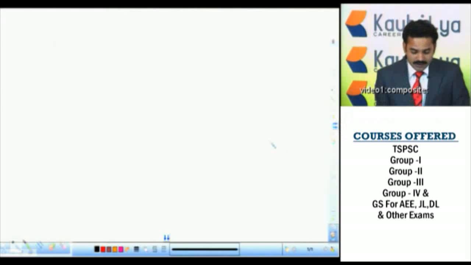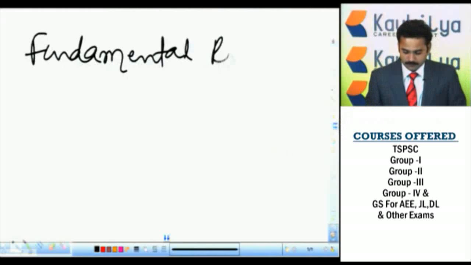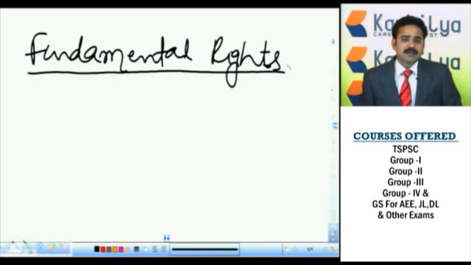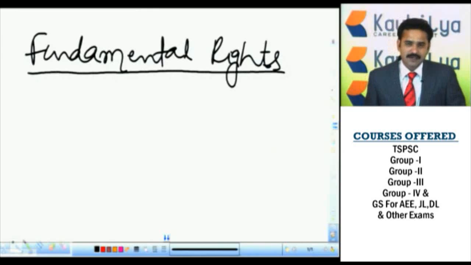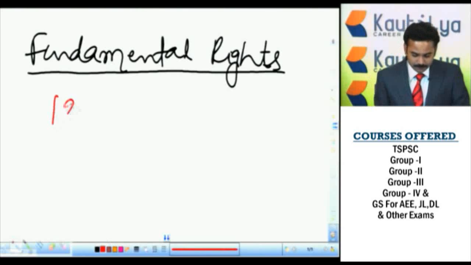Today we are going to discuss fundamental rights. Before discussing fundamental rights, let us try to understand the historical evolution of and historical demands for the fundamental rights. The Indians' desires for civil rights had their roots deep in the 19th century.